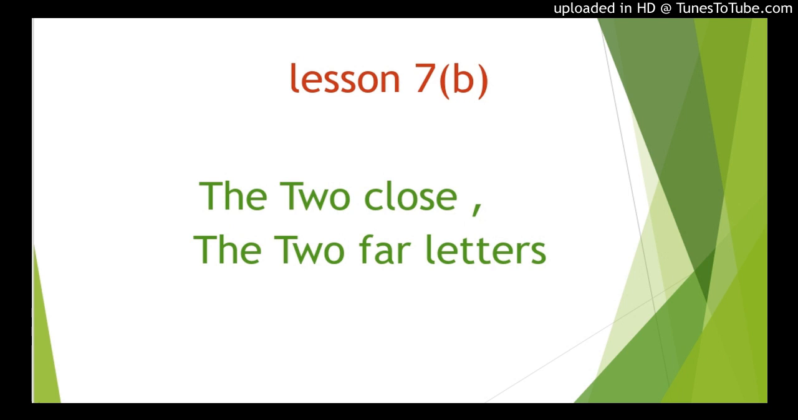Now we'll take the last type, which is the two far letters. Now they are not from the same articulation point and they are not close in their articulation points. So what do we expect? We call this in Arabic al-mutabaidan. Al-mutabaidan. Now they are far from each other. They are not the same articulation point, they are not close in their articulation point, but they are far from each other.